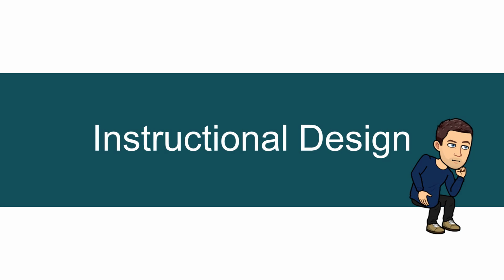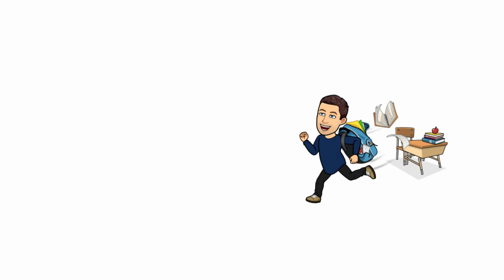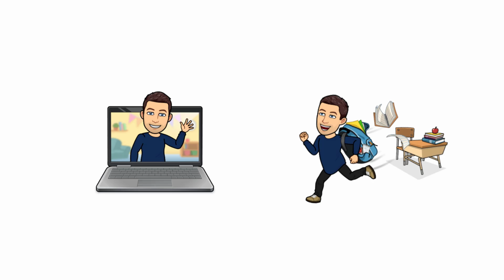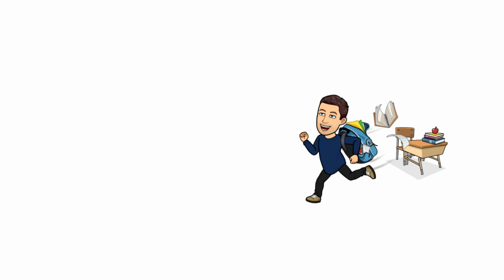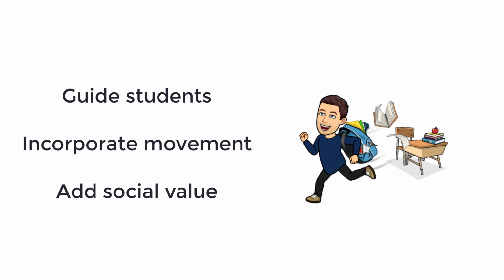Instructional design in a blended learning environment considers two learning spaces, in-person and digital. Each learning space has strengths and weaknesses that you can take advantage of as you design each lesson. In person, it's easier to guide students through and model a process, to incorporate movement, and to add social value to your learning activities.